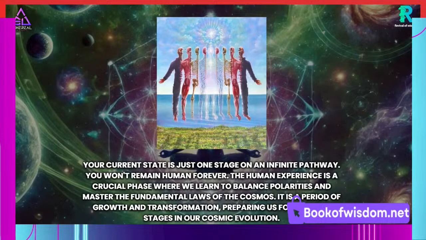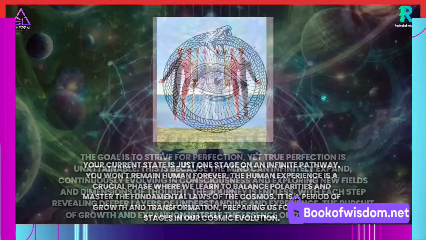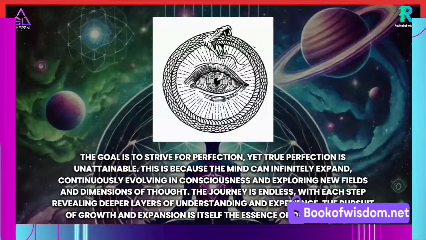The human experience is a crucial phase where we learn to balance polarities and master the fundamental laws of the cosmos. It is a period of growth and transformation, preparing us for the next stages in our cosmic evolution. The goal is to strive for perfection, yet the true perfection is unattainable.